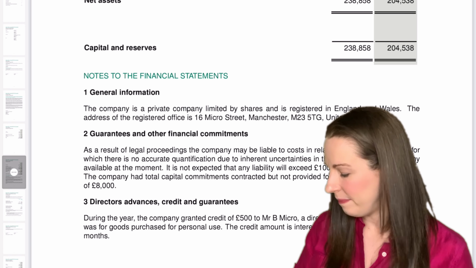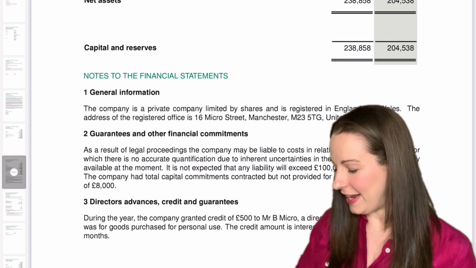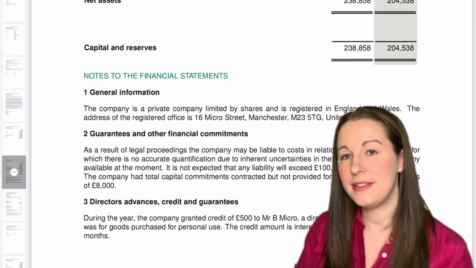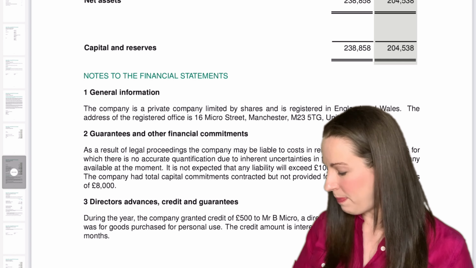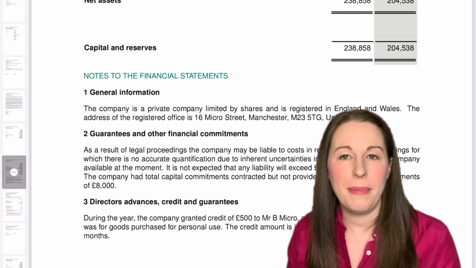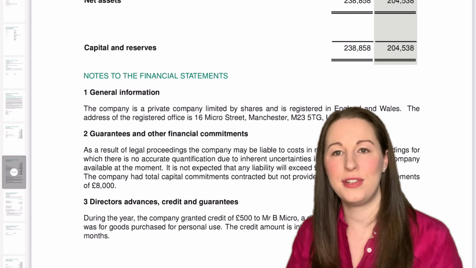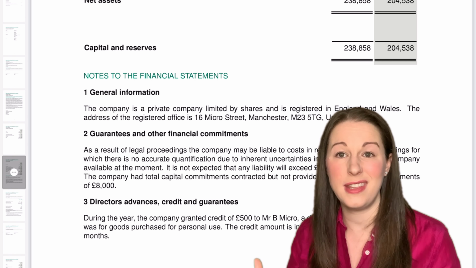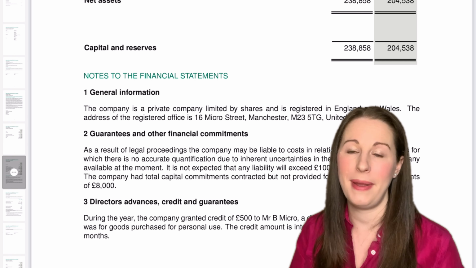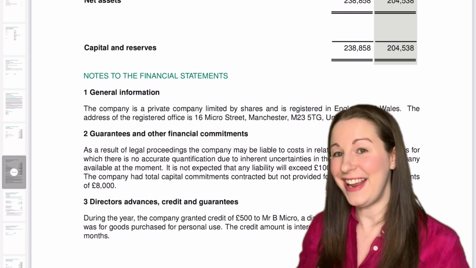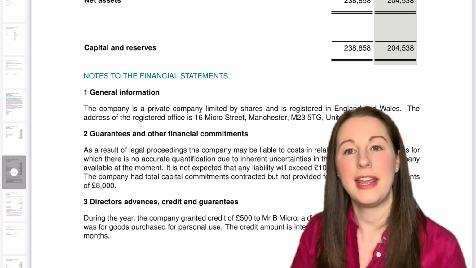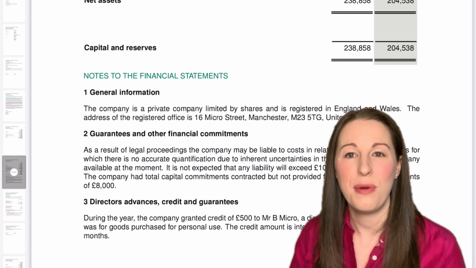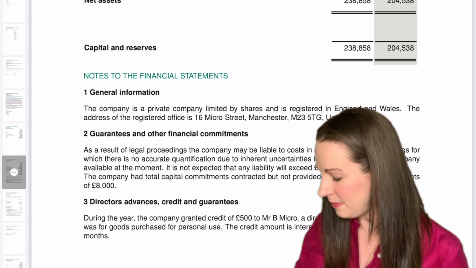And then the other one is any guarantees or other financial commitments, and any directors' advances, credits and guarantees, which basically is, does the company owe anybody any money, and does the company have any debts with the director, or the director owes the company any money. And if this is the case, they get disclosed here. Normally under the balance sheet is how most accountants have prepared these accounts now.